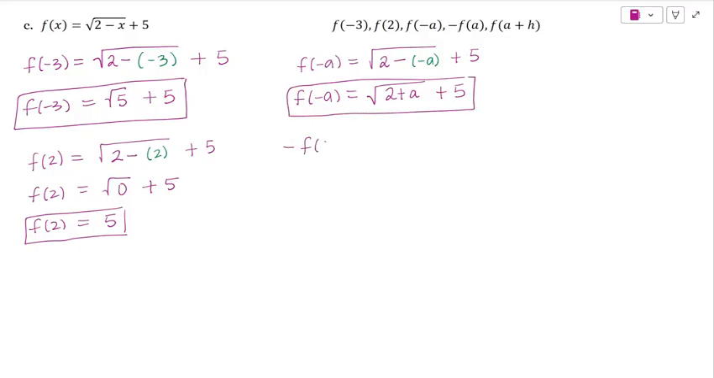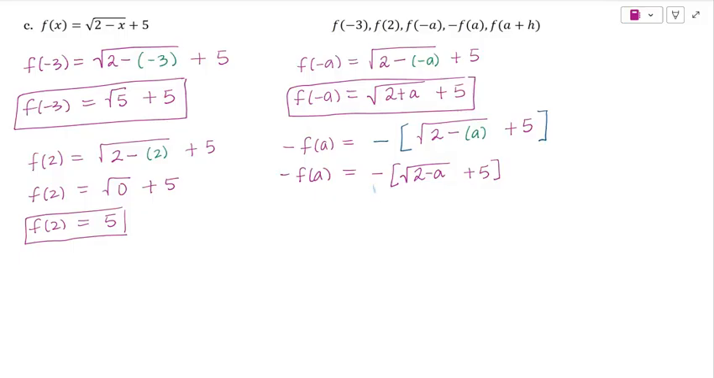How about -f of a? Again, I'm going to put a negative on the outside here. I'll take square root of 2 minus a, and then plus 5. Notice that I've got the square root on the outside. The entire function is inside those square brackets. So inside the square root, I'm going to have 2 minus a, and then we've got plus 5 on the outside.